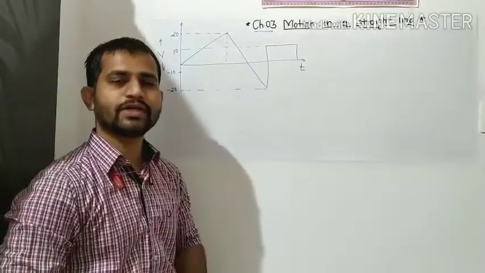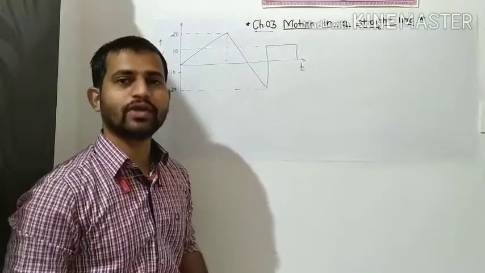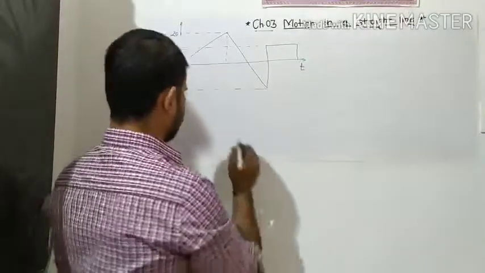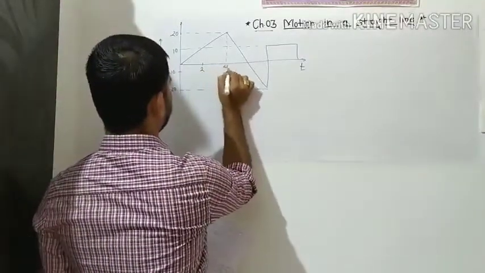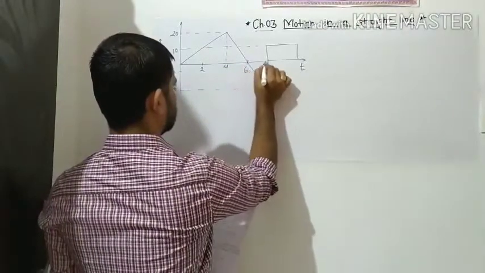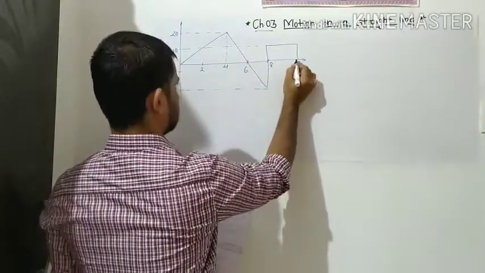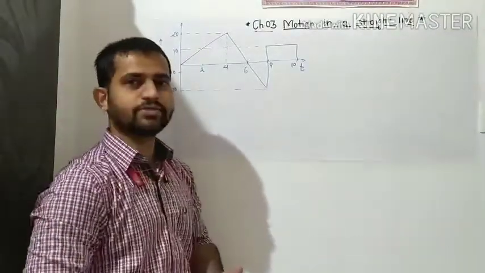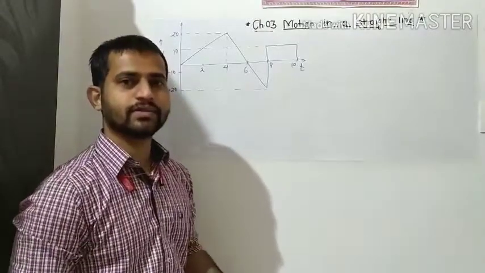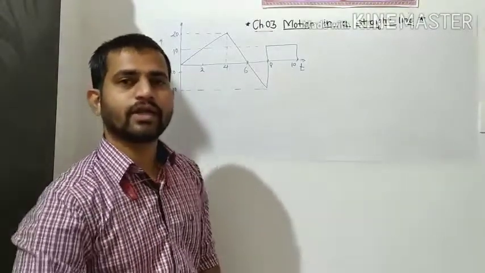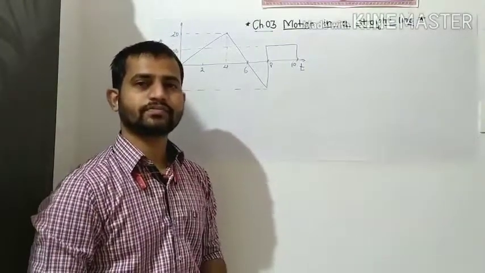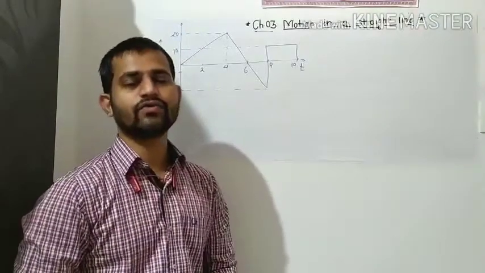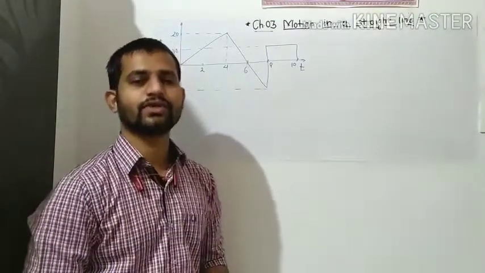So remember, in case of a distance we don't have to consider the negative values, and accordingly we have to find out the distance. Some time period is given here: 2, 4, 6, 8, this is the 10. So what is our formula? The area under the VT curve will give us the displacement when we consider the signs, and when we go without considering the signs, it will give us the distance.